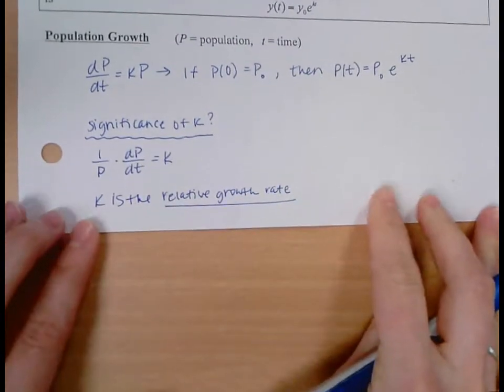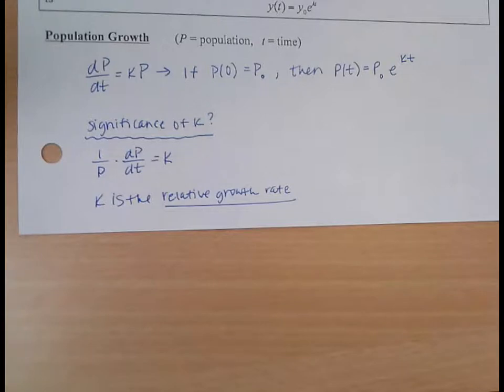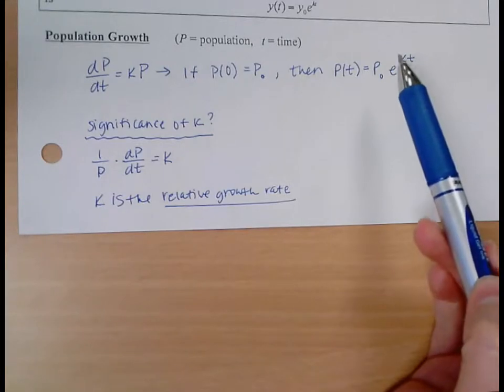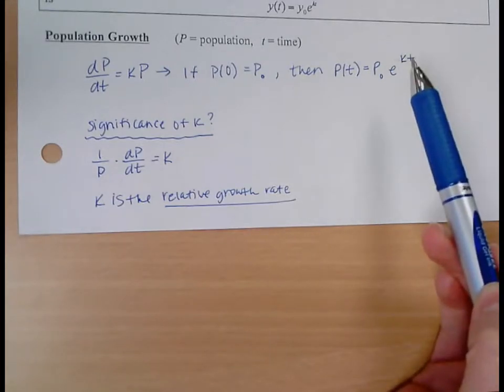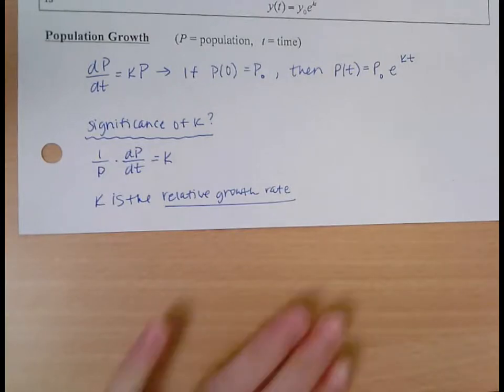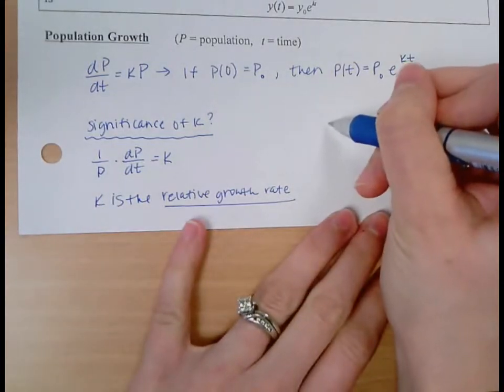So again, the relative growth rate is the instantaneous growth rate, so the derivative divided by the population size at that time. But if a question, like I said, we'll have this in the example too, asks for the relative growth rate, it's asking you to find k. And you can see k is in your solution equation as well.